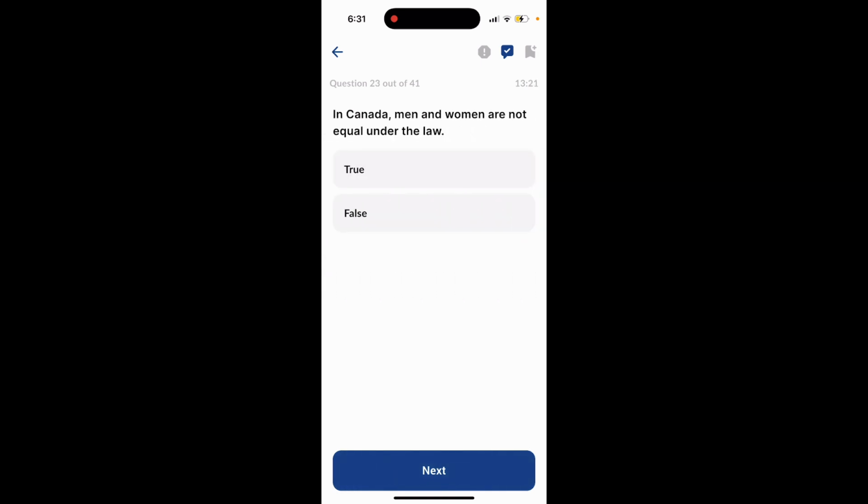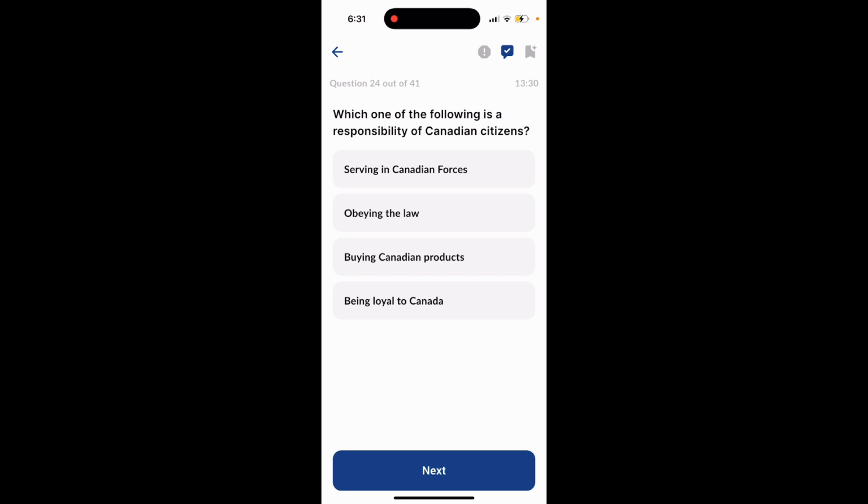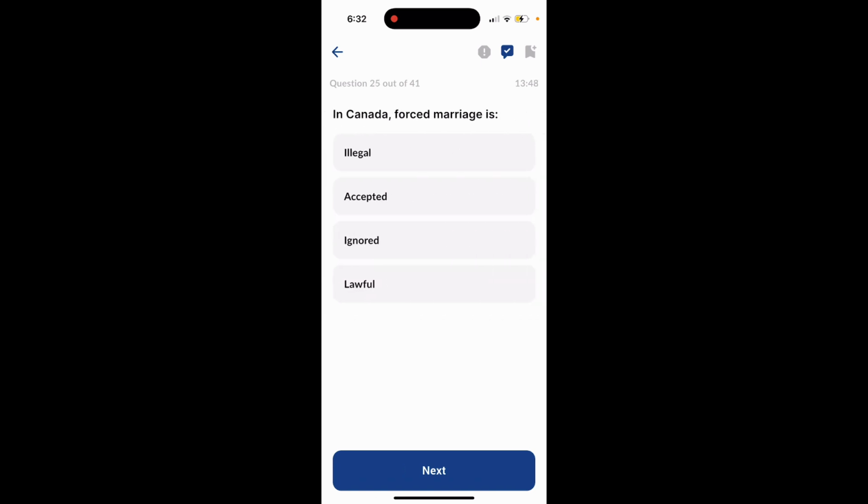In Canada, men and women are not equal under the law. Is that true or false? That is false. Which one of the following is a responsibility of Canadian citizens? Serving in Canadian forces, obeying the law, buying Canadian products, being loyal to Canada. The answer is option 2, obeying the law. In Canada, forced marriage is illegal, accepted, ignored, lawful. The answer is illegal, option 1.